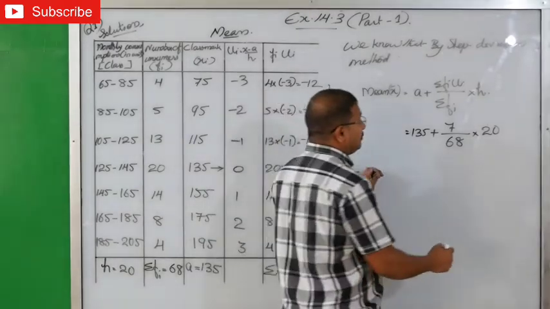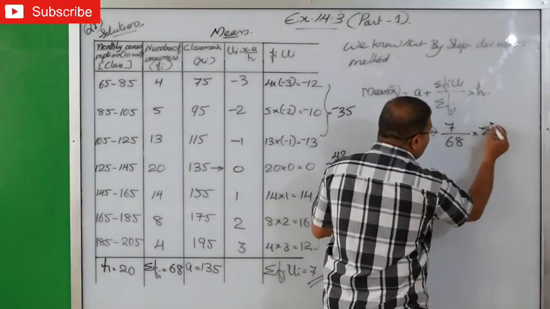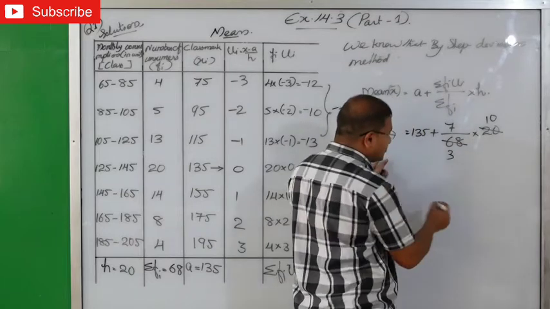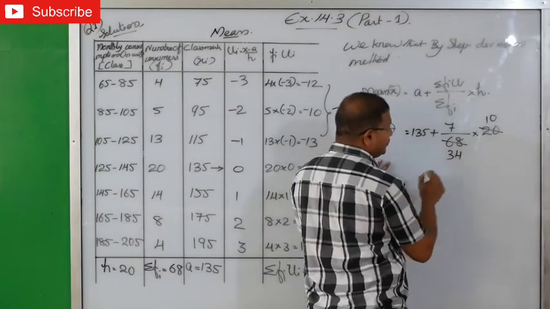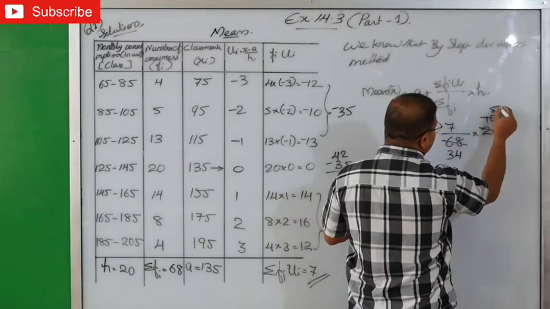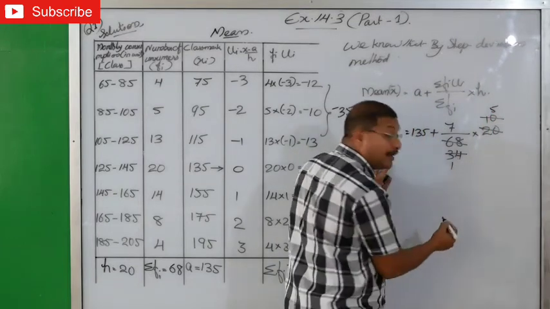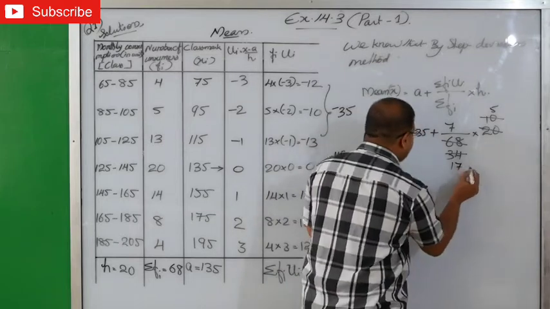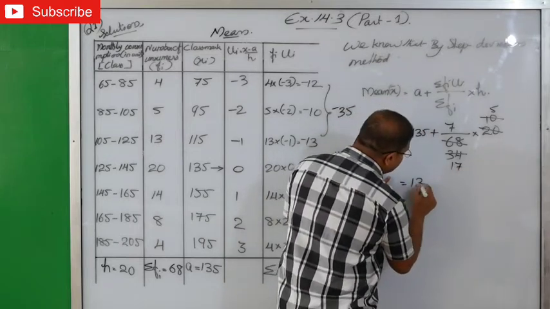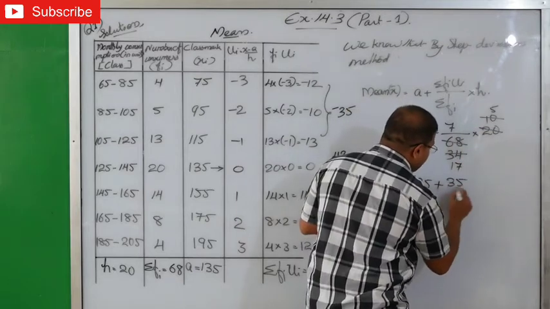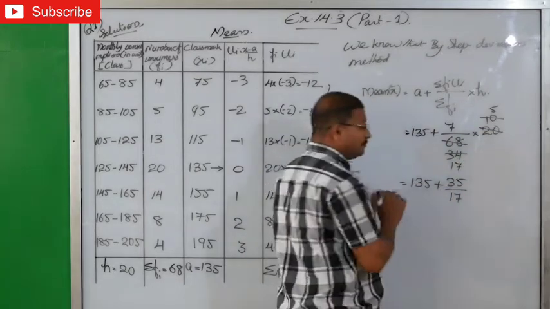Okay, now we'll cancel by 2. 2 ones are 2, then 0. 2 threes are 6, 2 fours are 8. Again by 2. 2 fives are 10. 2 ones are 2, 1 balance means 14. So 2 sevens are 14. So we got it now: 135 plus 7 fives are 35, divided by 17.